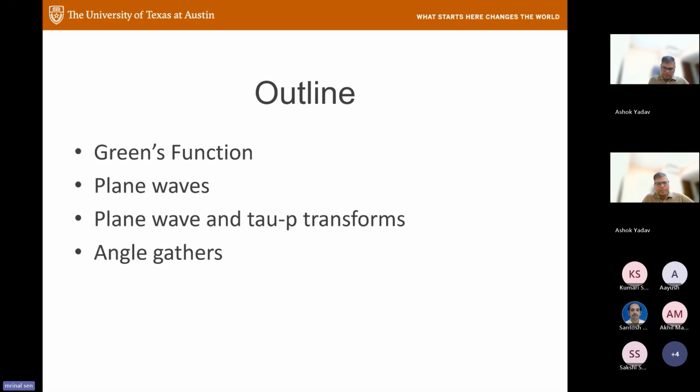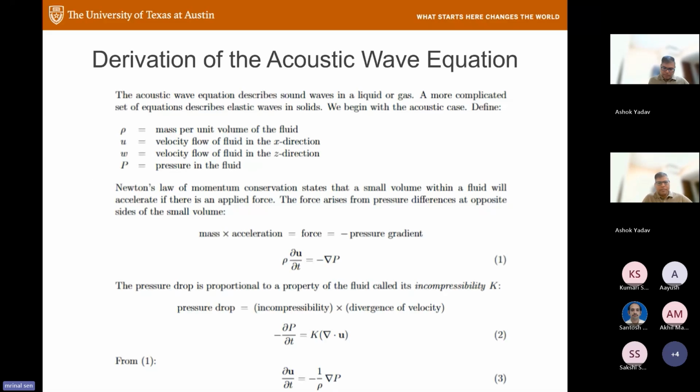So first, I wanted to give you a simple derivation of the acoustic wave equation, which is no different from what I talked about earlier. Last week, I gave you a more general derivation of the wave equations for elastic, anisotropic, even viscoelastic medium. But here, we'll just assume that the medium is acoustic or water-like.